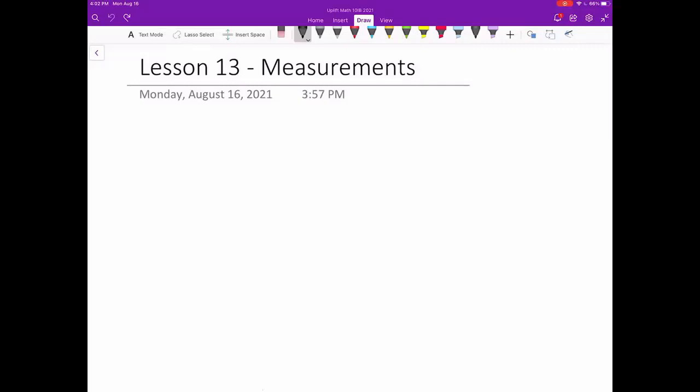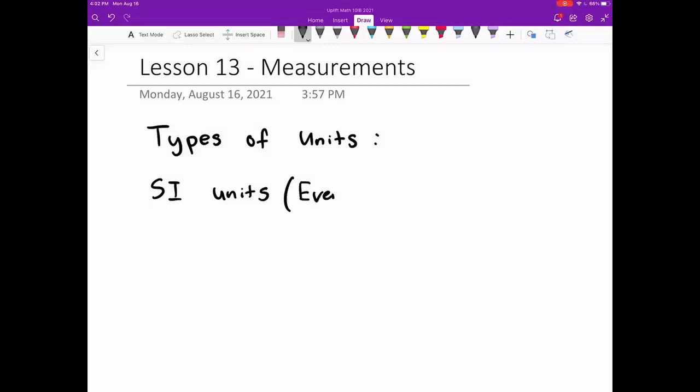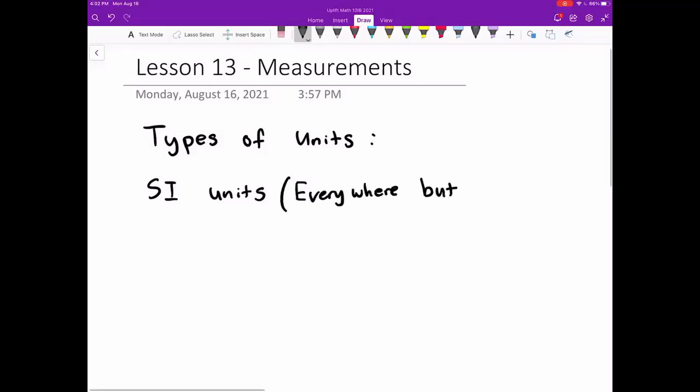The first thing we're going to go over is the different types of units that we're going to use. The first one is called the SI units, or the metric units, as you might know it. It's kind of like the ones we use: kilometers, meters, liters, and stuff like that. I think all of us are pretty familiar with this from science class. It's used everywhere but the USA and some other small countries.